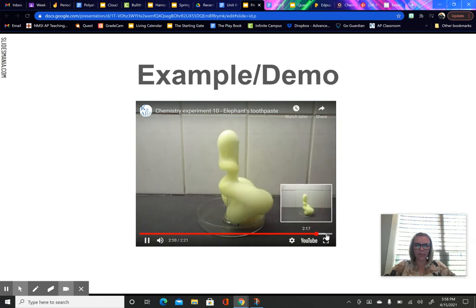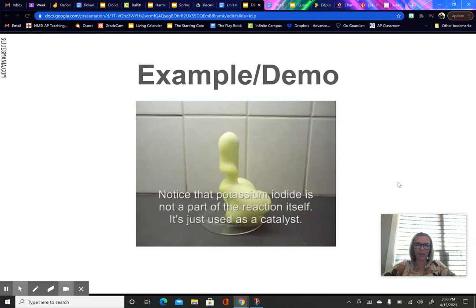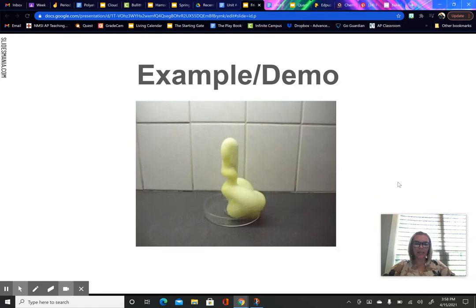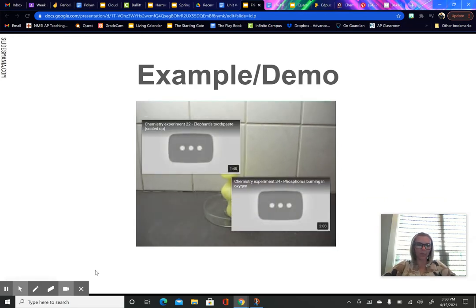And I think they're probably just going to allow this to keep going. And again, because it's a catalyst, it doesn't get used up. It was just used to make it go faster. All right, next.